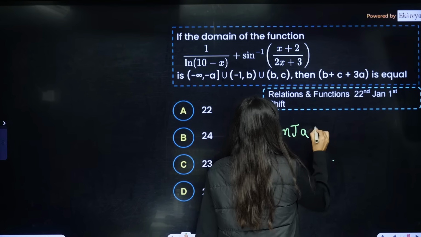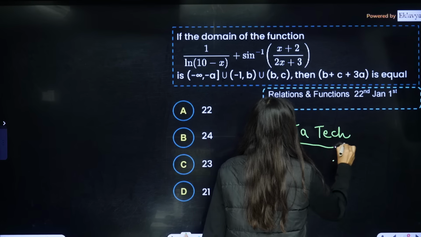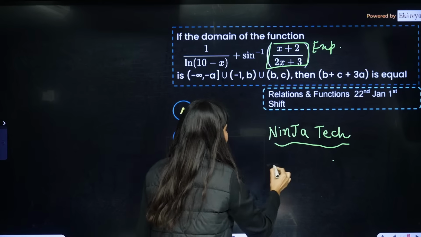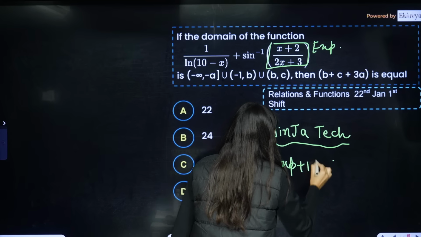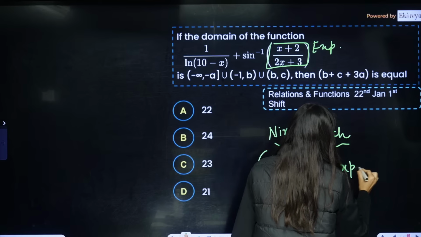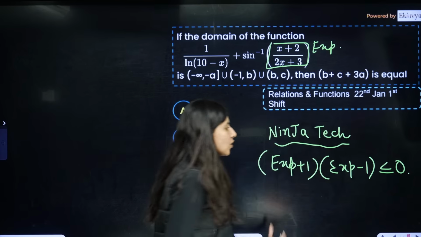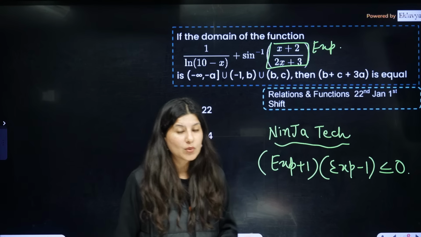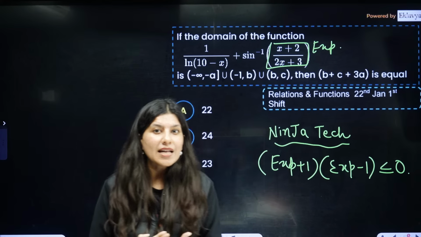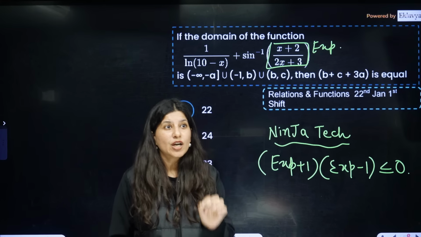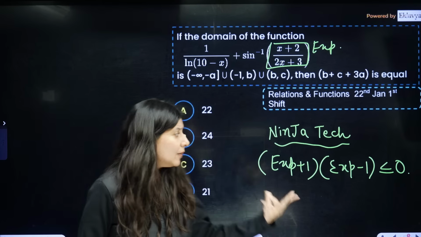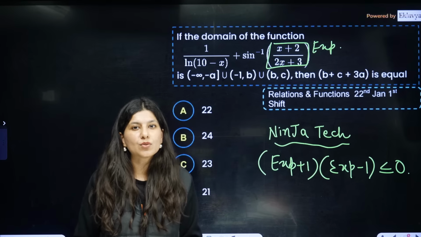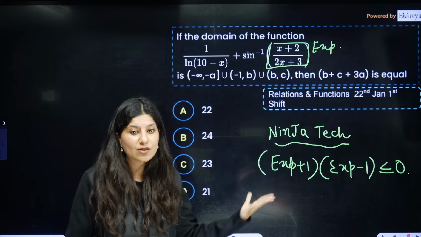Ninja technique says whenever you see sine inverse and cos inverse, take any expression which is inside the sine inverse or cos inverse, add 1, take that expression and subtract 1, let it be less than or equal to 0. Trust me, if you apply this technique, you are going to get your answer in half time. Suppose you take 2 minutes to solve that question, this technique will reduce the time to half. You will only take 1 minute, or maybe less than 40 seconds also.